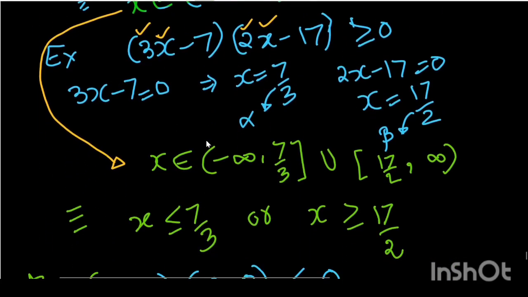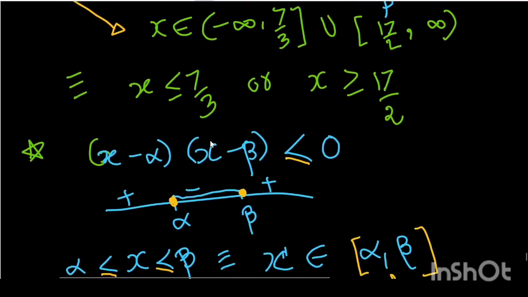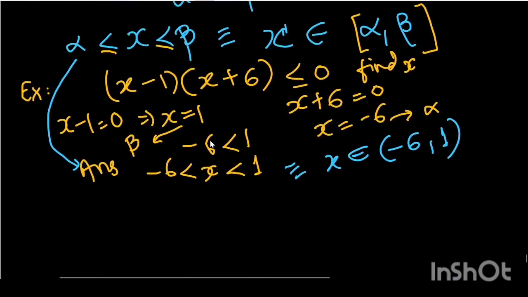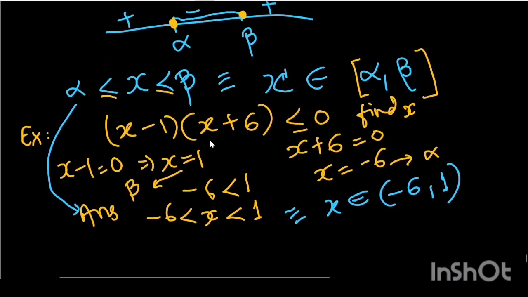Okay, minus infinity to 7 by 3 union 17 by 2 to infinity. Okay, but if the coefficient of x is negative, that case we will see, guys. Okay, so we will see more examples.